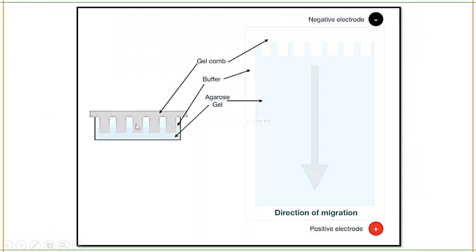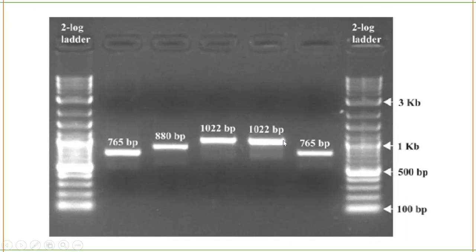So you can see this is the comb, this is the buffer, and this is the agarose gel. And if you remove the comb, you can see the wells. These are the wells. This is the negative electrode. DNA is negatively charged, so it will move towards the positive electrode. Okay, so this is the visualization. You can visualize this.